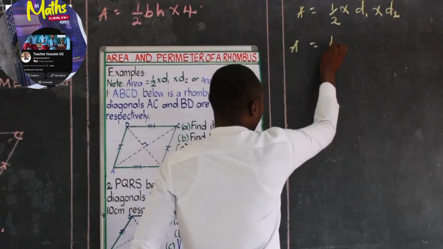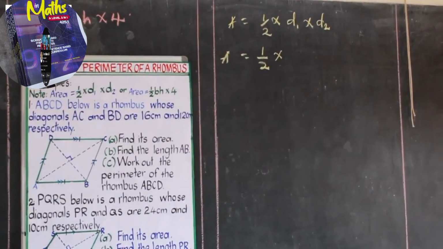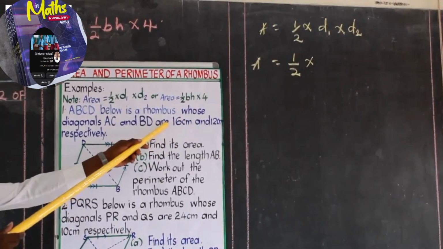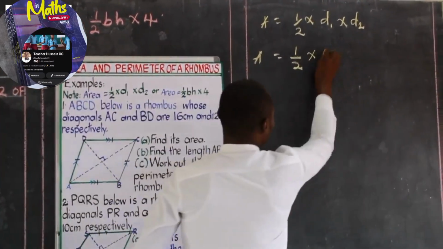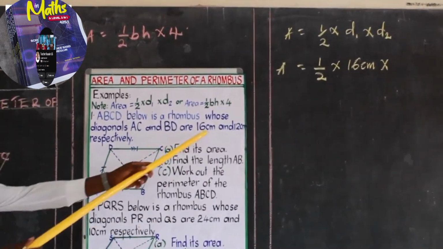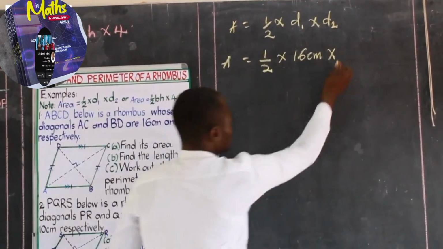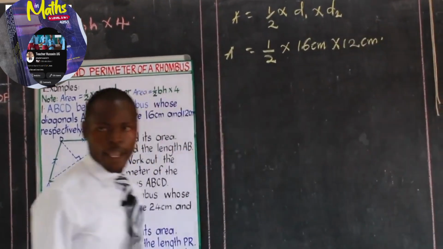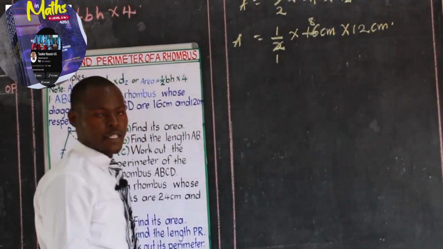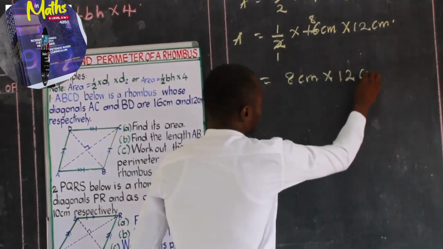We've seen area is equal to a half times diagonal 1. We've said diagonal 1 is our major diagonal, and the major diagonal is the longer diagonal. Our longer diagonal is 16 centimeters. So times 16 centimeters times diagonal 2, which is the minor diagonal, and it is diagonal BD, measuring 12 centimeters, times 12 centimeters. We go ahead and reduce. By 2 it is a 1, by 2 it is 8. So we shall have area giving us 8 centimeters times 12 centimeters.